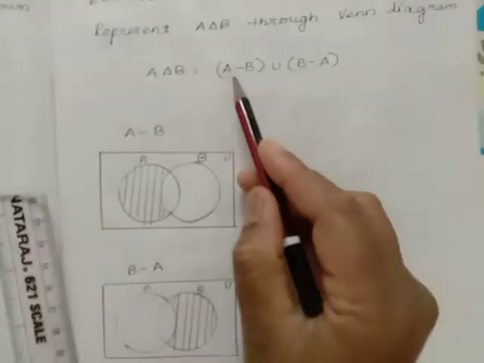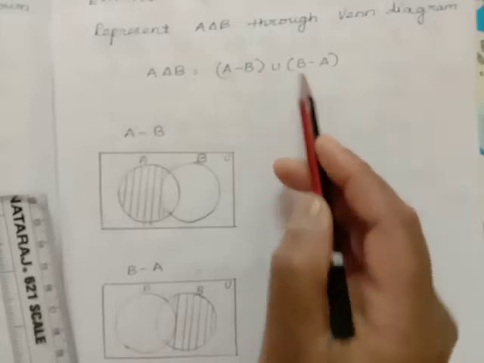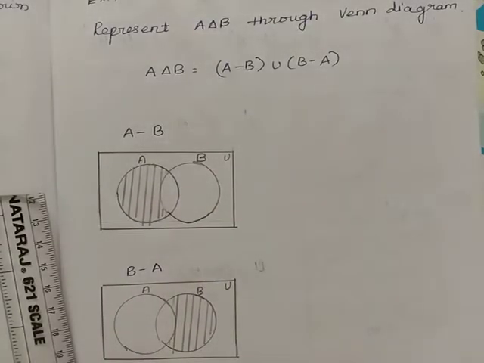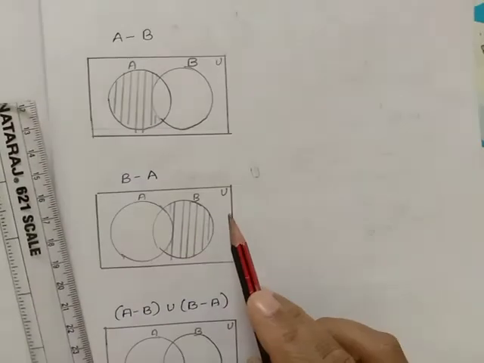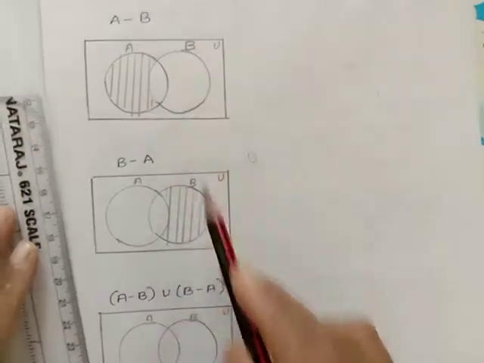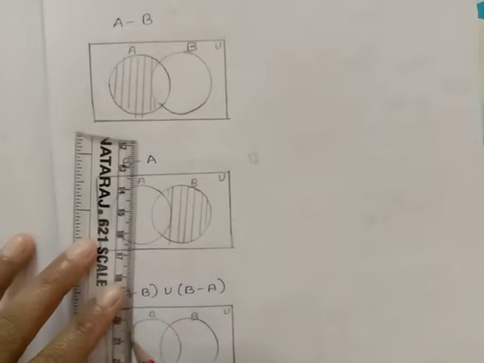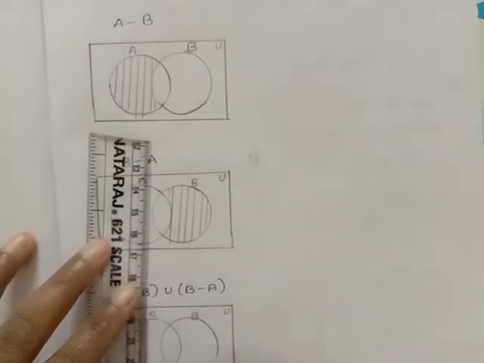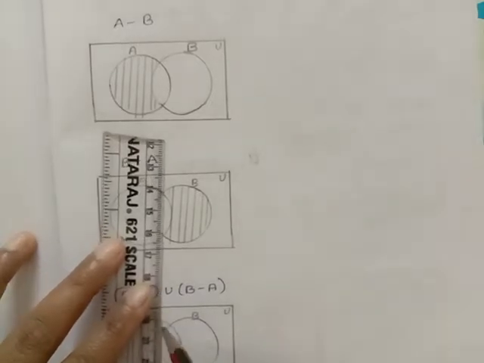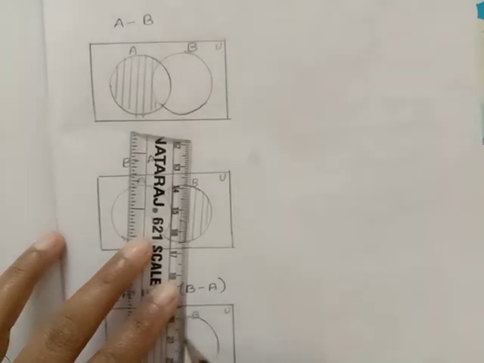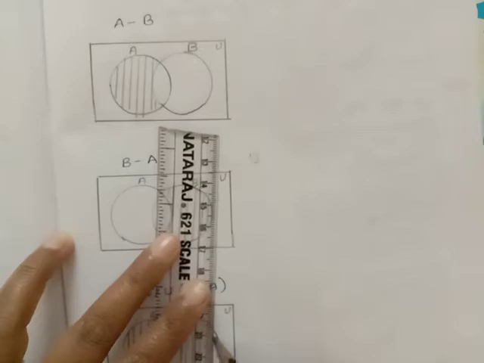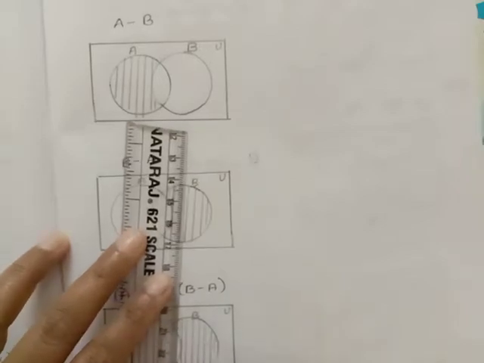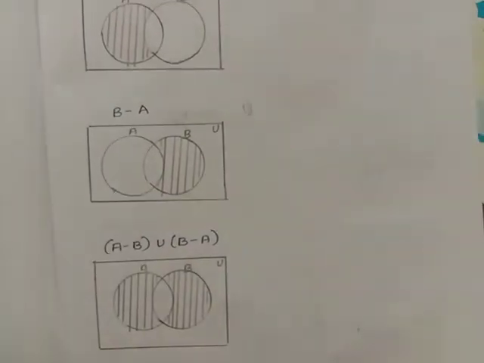Your question is A minus B union B minus A. Union means we want all. We want both A minus B and B minus A. So I'm going to write both the answers. This portion is nothing but A minus B and this portion is nothing but B minus A. I want both, so this is A delta B.